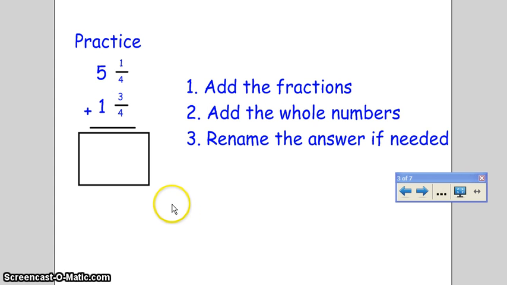Here's a practice problem I would like you to do. Please write this practice problem down in your notes and then stop the video and solve it. Once you've solved it, please start the video again to check your answer.